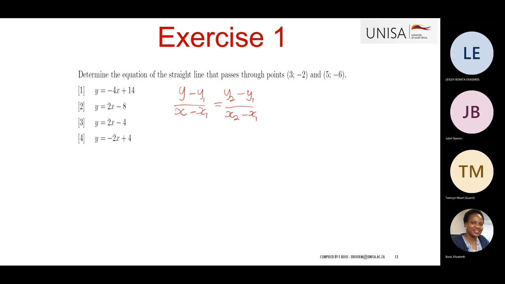So, what is your x1 and y1? X1 is 3. So 3 is x1 and minus 2 is y1. And then 5 is x2 and minus 6 is y2. Let's substitute into the formula.